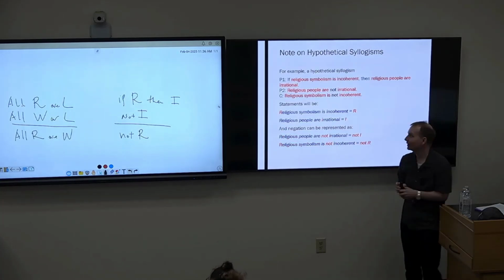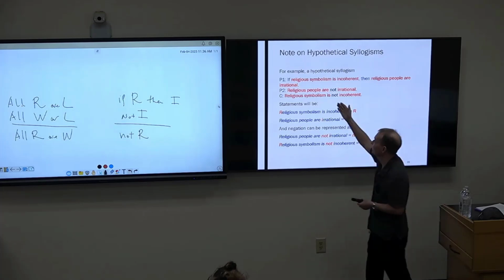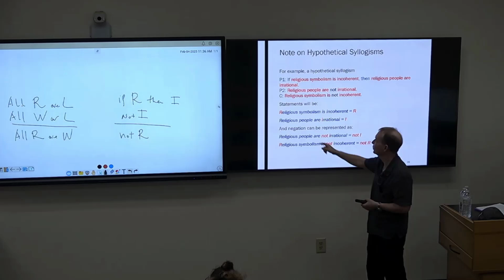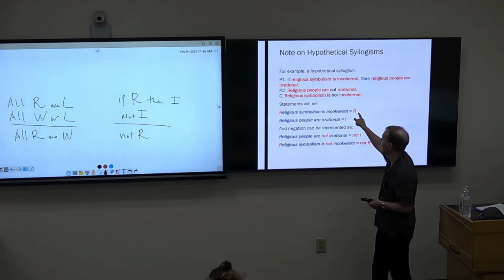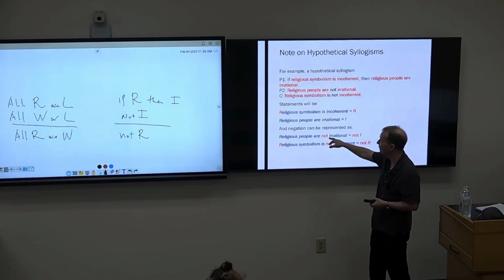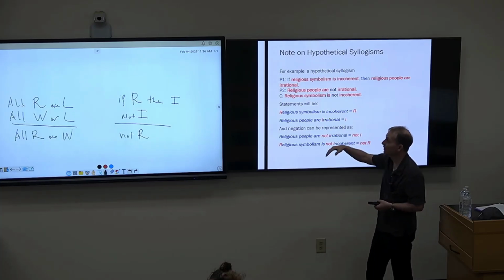This is kind of breaking it up a little bit better. So this is your first premise, right? This is your second premise. This is your conclusion. You just pulled out this R for religious symbolism is incoherent and I for religious people are irrational. And then you see that there is not, so it's been denied, you have to add not.